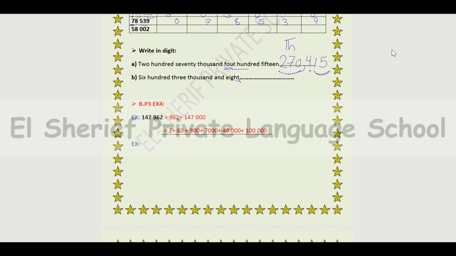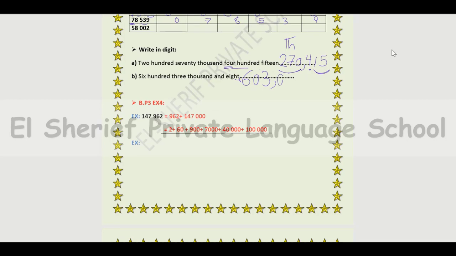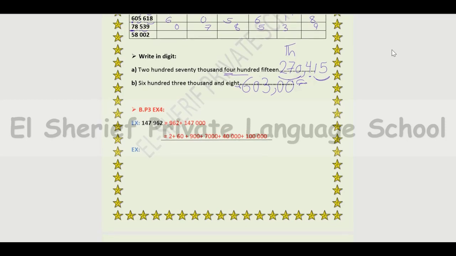Letter B, 603,000. We have 603. We have nothing in 10,000. And 8. So I have nothing in hundreds, nothing in tens, and only 8 in units. Now we can read our number: 603,008.